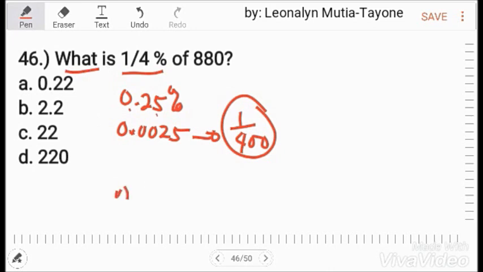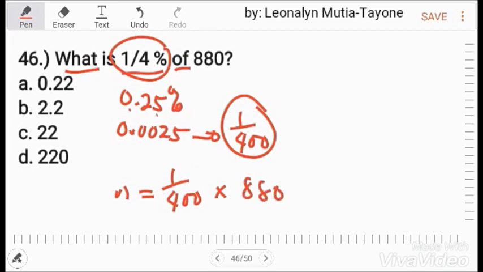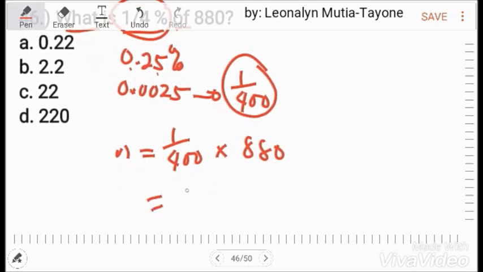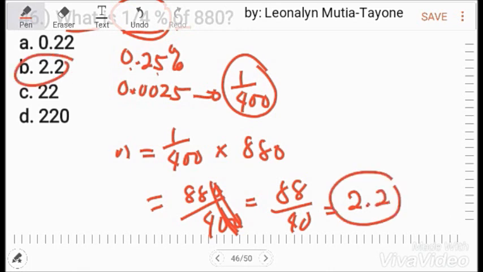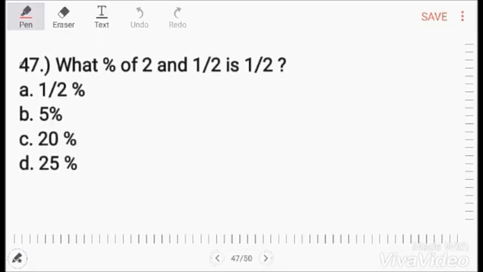Let n be our number na hinahanap is equals itong 1/4% is equivalent to 1 over 400 times 880. So, bali, 880 over 400. Cancel na natin ng isang zero dyan. So, 88 over 40 equals 2.2. So, the answer is letter B.